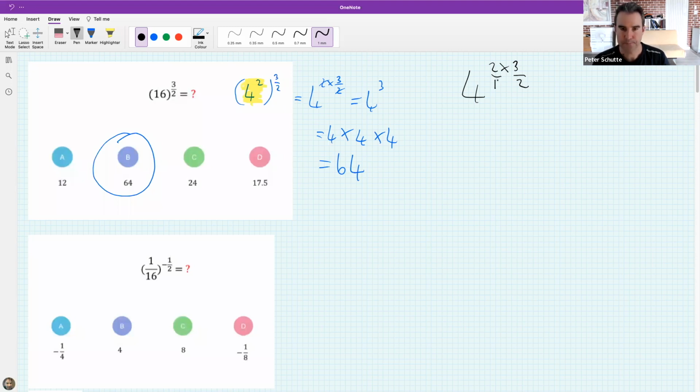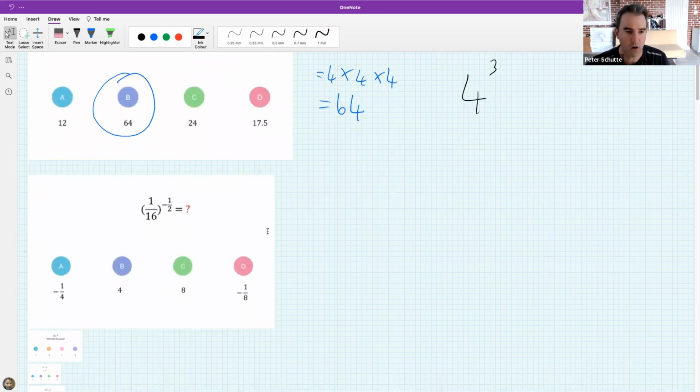Okay. So if you think of the 4 squared that's in the bracket, here is the 4 squared that was in the bracket. And then here is the 3 over 2 that was outside the bracket. And what I'm doing is I'm multiplying them together. And if I multiply 2 by 3 over 2, it's like saying 2 times 1.5. And so you get 4 to the power of 3. I understand now. Perfect. Awesome. And then you get 64.